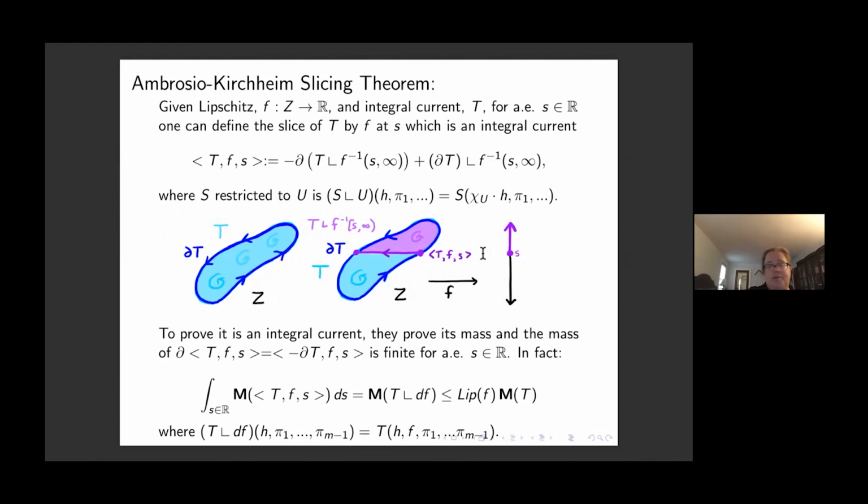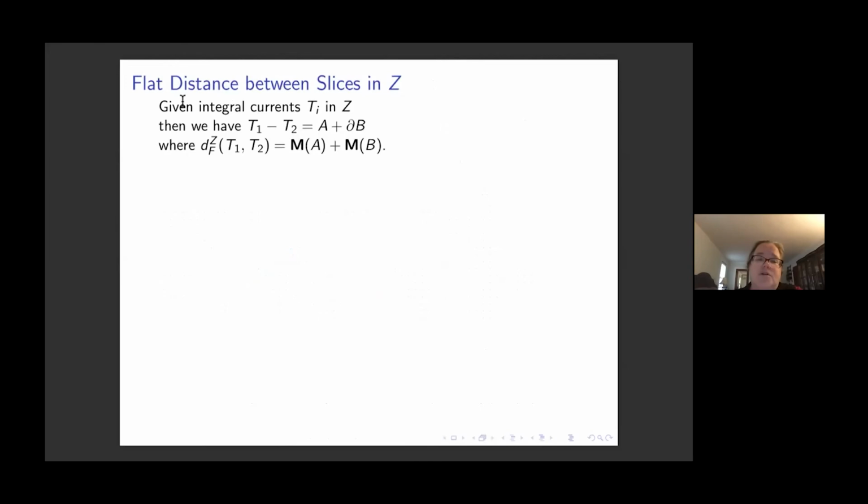We have to get theorems about the balls in the original sequence of manifolds where the p's, the points, are changing. And this is about a fixed function. So when we do the slices with a fixed function, we get these nice estimates. But if we have changing functions, things will become more difficult. So suppose we have given integral currents Ti and Z. Now we have T1 minus T2 is A plus boundary B, right? If we've estimated, the distance between T1 and T2 is mass of A plus mass of B. These are nice facts we have.